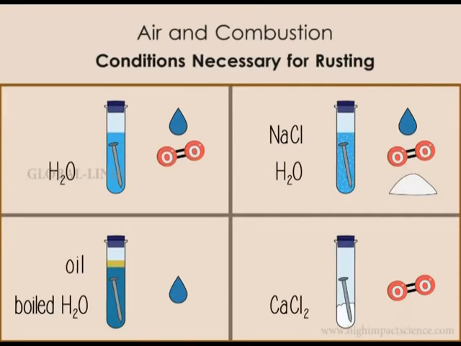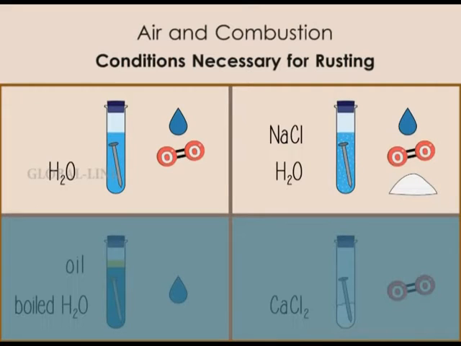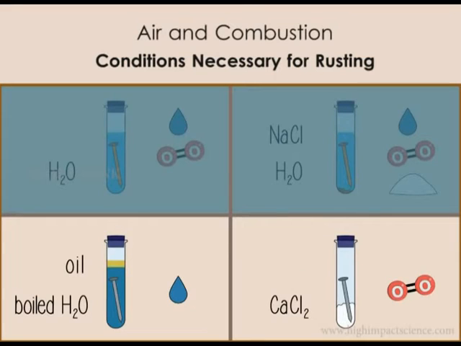You will find that the nails in the 1st and the 2nd test tubes have rusted, with more rusting in the 2nd test tube. In fact, the rust may have slightly flaked off. You may see a reddish-brown precipitate at the bottom of this test tube. The nails in the third and fourth test tubes have not rusted.